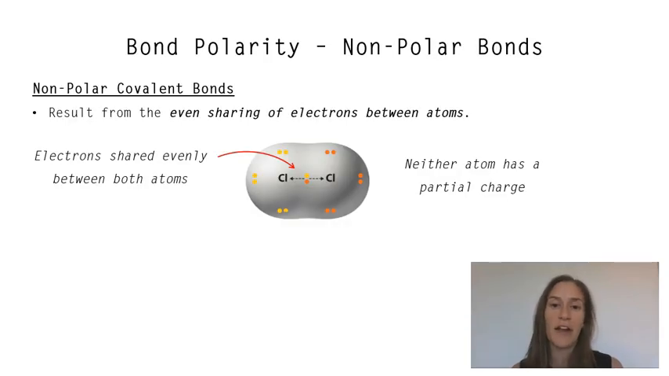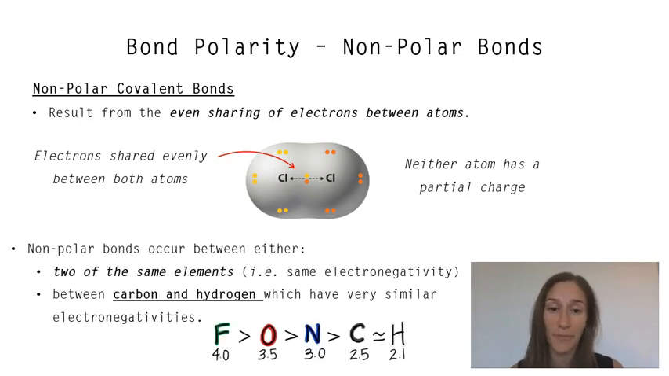The first type of polarity we're going to look at is bond polarity. There are two types, nonpolar and polar. So a nonpolar covalent bond happens when the two bonding electrons are shared evenly between the atoms. This means that neither atom has a partial charge. This can occur in two situations, either when you have two of the same element, such as chlorine, or between carbon and hydrogen, which have very similar electronegativity values.